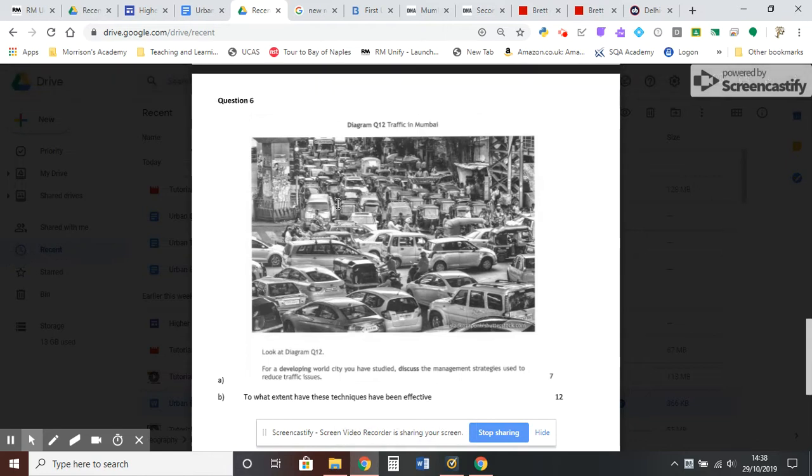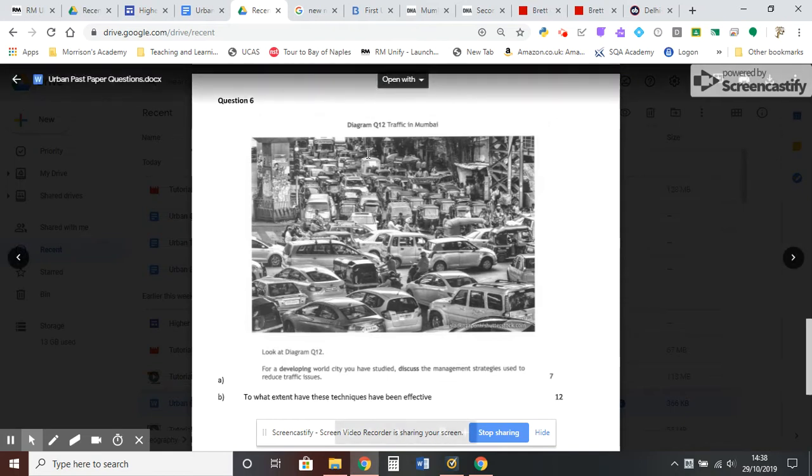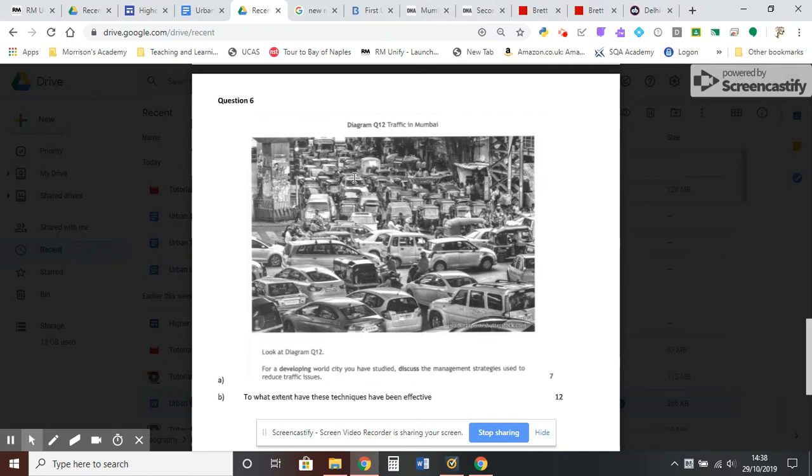What is the traffic problem? And we'll quickly talk about that. What are the solutions? And then evaluate the solutions. So let's first of all consider what is the traffic problem.